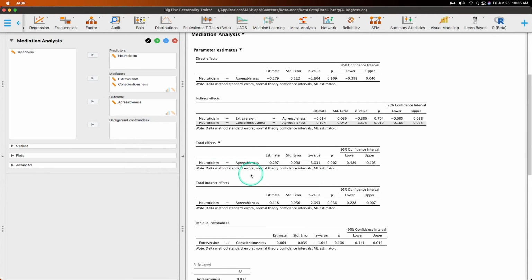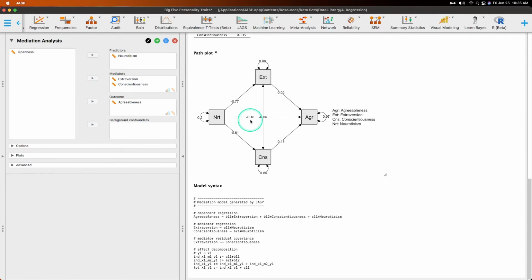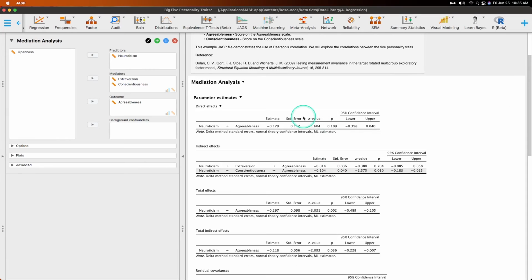Now, so that's the total effect. Now let's add in the mediators and see what happens to that effect. That's our direct effect, right? So neuroticism to agreeableness with the two mediators in there now reduces the estimate, the relationship between the two, to negative 0.18, and we see that down here. If we look at the p-value, it's 0.109 or 0.11, and the confidence interval now includes 0. So this direct effect is no longer significant.